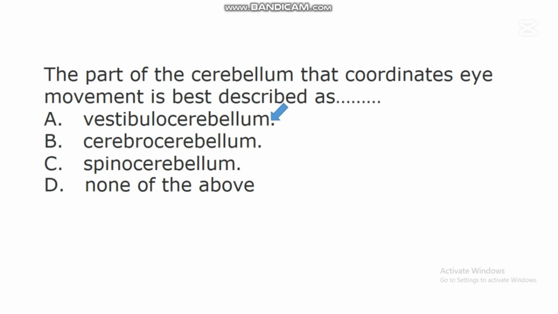Research has shown that this part plays a great role in coordinating eye movement. And if anything happens to this part of the cerebellum, there will be a serious problem in coordinating the muscles of the eye in order to help in movement, or in order to make eye movements better. So this part of the cerebellum coordinates eye movements.